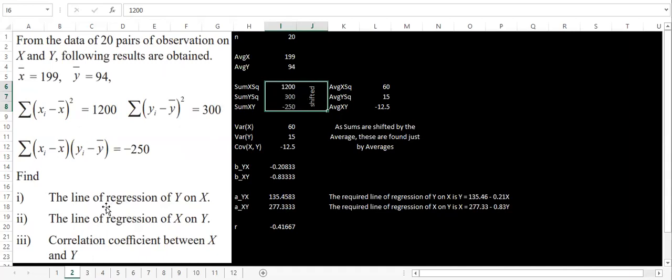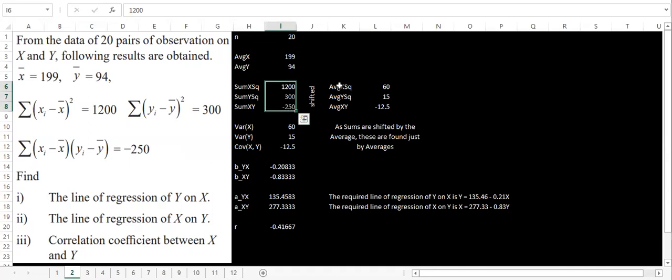The very first thing is the line of regression of y on x, and a lot of other things. But the very first thing that we can calculate from this is that we are given the sums. And we know that there are 20 quantities, so we can find the averages by dividing each and every sum by 20.